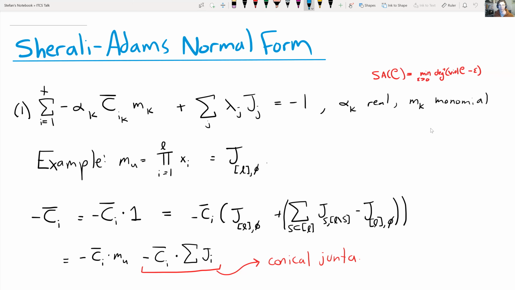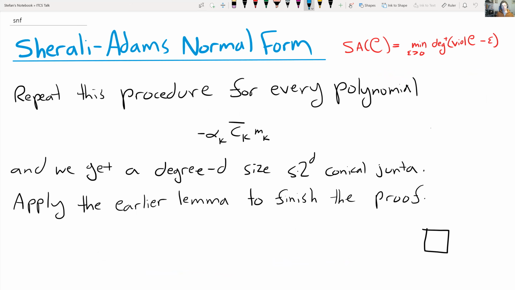And because c_i bar itself is a conjunction, this actually makes this entire thing a conical junta. So if we were to try and get rid of mu, then we're able to do that just by dragging this conical junta out into the conical junta portion of our proof. And so all you need to do to finish this theorem is to repeat this for every single monomial.